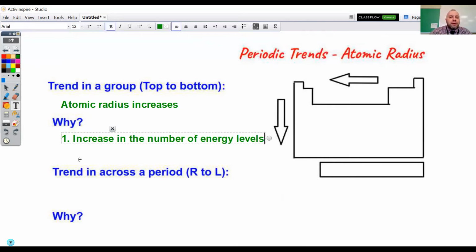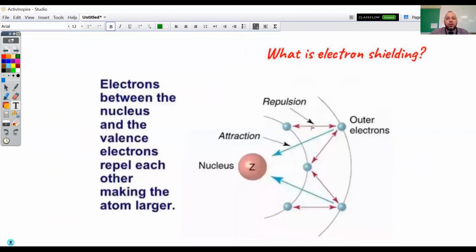There's a second reason why atomic radius increases, and that is due to something called electron shielding. So there's an increase in electron shielding. Now let's talk about what electron shielding is. If you look at this diagram of an atom, you have a valence electron, the one out here where it says outer electrons, and then in the middle you have your nucleus. As you increase the number of inner electrons, they begin to act as a barrier. If I look at the number of inner electrons here, see this inner energy level, notice that it's blocking the outermost electron from being attracted by the nucleus.